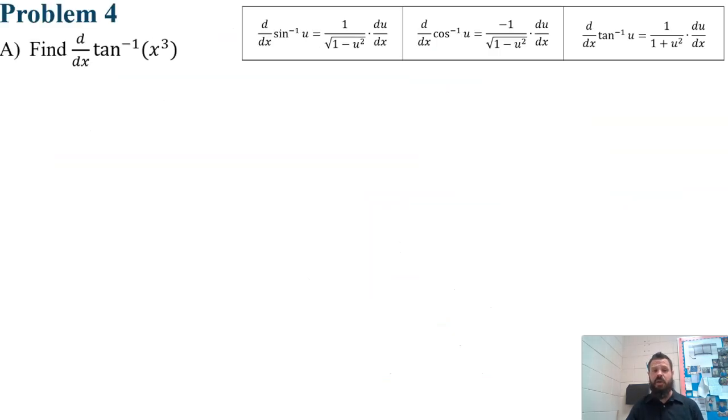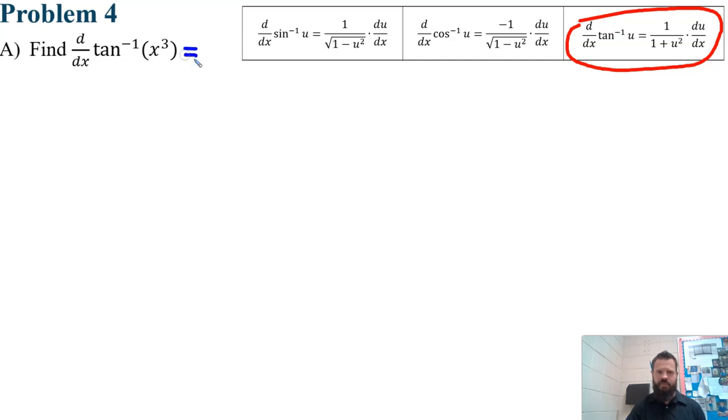Alright, so let's go ahead and show you how to use those derivatives of our inverse trig functions. Okay, problem 4, part A says find the derivative of tangent inverse of x to the third. Okay, so I've got our derivative rules here. I obviously don't expect to have those memorized 30 seconds after learning them. Like with all our rules though, you're going to want to get these down eventually. Okay, so we're using the tangent rule here obviously.